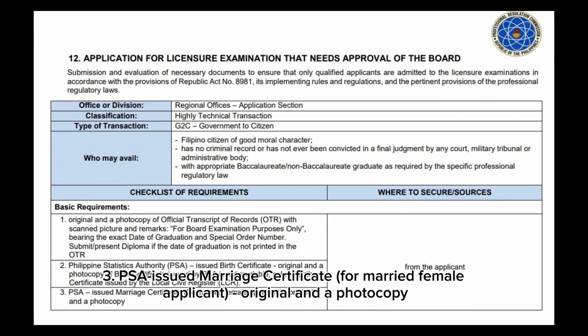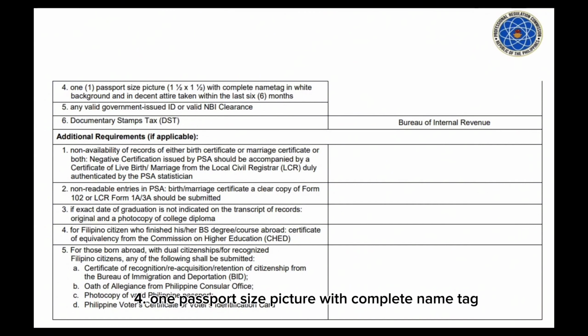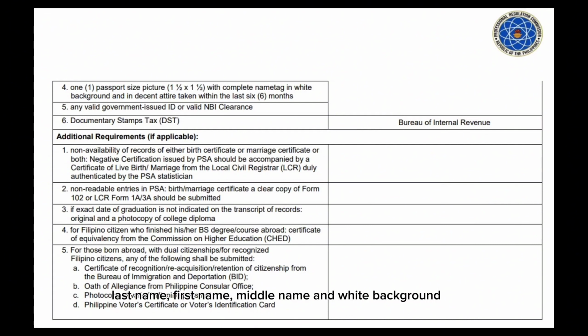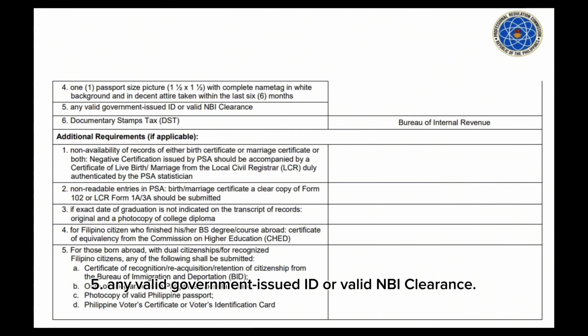3. PSA issued marriage certificate, for married female applicant, original and a photocopy. 4. One passport-sized picture with complete name tag, last name, first name and middle name, in white background and in decent attire, taken within the last 6 months. 5. Any valid government-issued ID or valid NBI clearance. Where to secure sources: from the applicant. 6. One-piece purple documentary stamp.